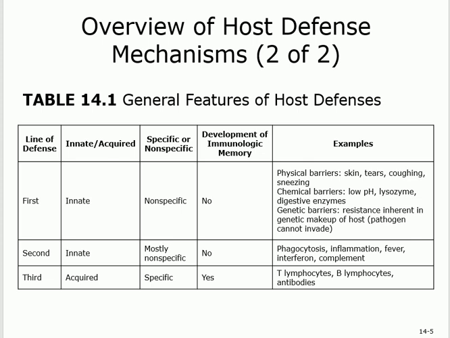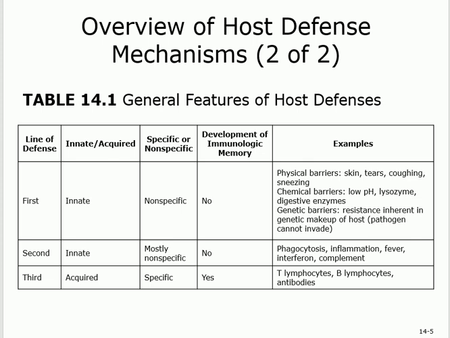Digestive enzymes. When we eat something, of course, it is not sterilized, right? It's not clean. It's not that clean. So your acidity in the stomach is going to take care of it. It's going to destroy it.